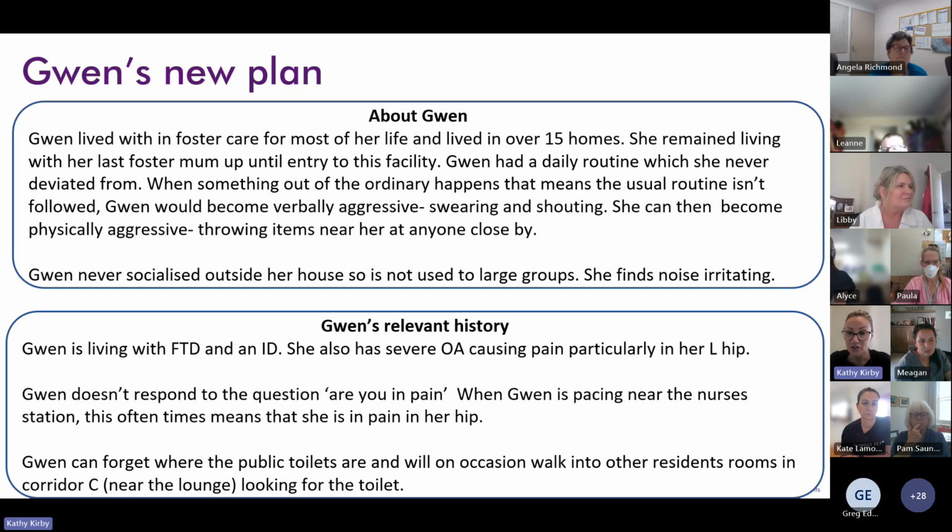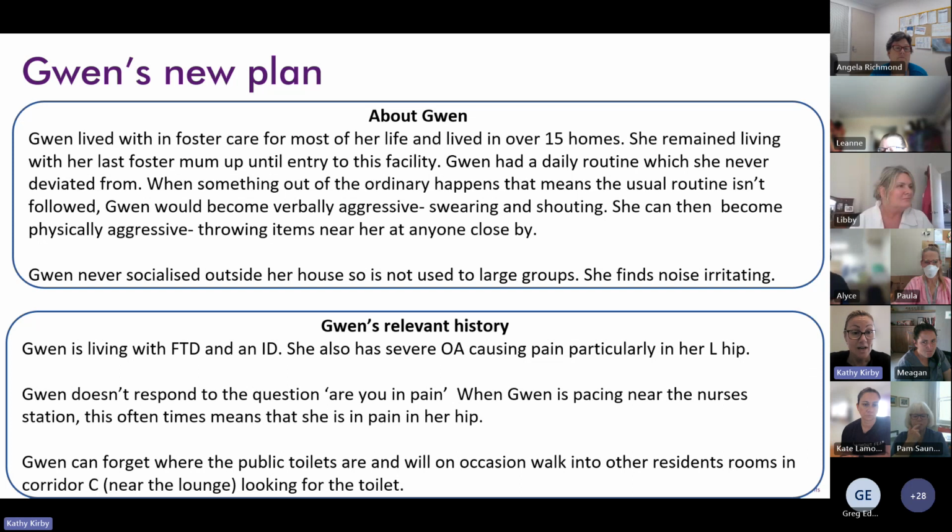Then we're including her relevant history. So again, she has frontotemporal dementia, so we're not going to go into that, but thinking about the common symptoms that come with frontotemporal dementia. And she also has severe osteoarthritis, causing pain. There's another trigger for you, pain, okay, and particularly in her left hip.